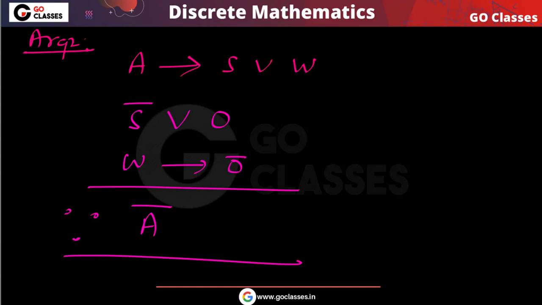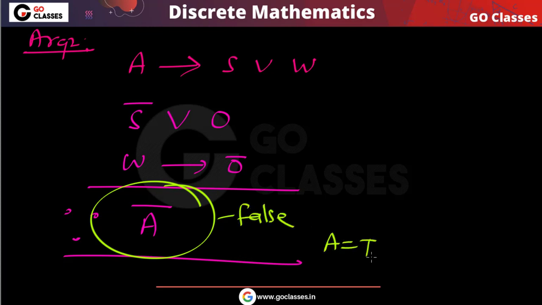Now let's see whether it is valid or not. To check the validity of any argument, the best method is to make the conclusion false. So just make it false. Here A will be true. Now you try to make all the premises true. Let's see how I can make all the premises true.